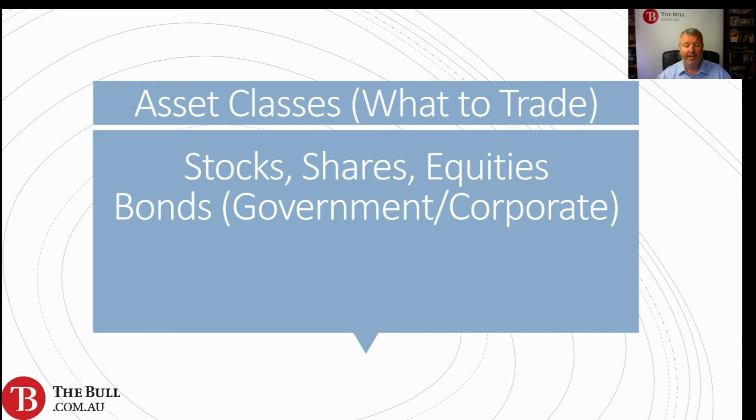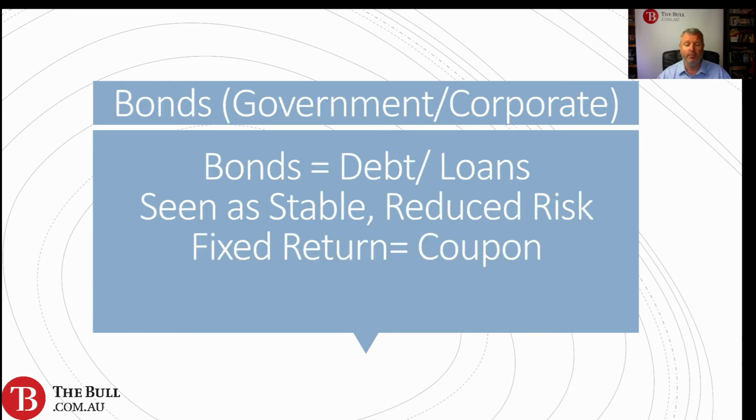Second one we're going to look at are bonds, government bonds and corporate bonds. Bonds are seen as more stable than equities and indices. They're either backed by government or by corporates, and they're effectively debts, loans to those companies. So it's trading debt. They're seen as more stable, with reduced risk usually in comparison to equities.